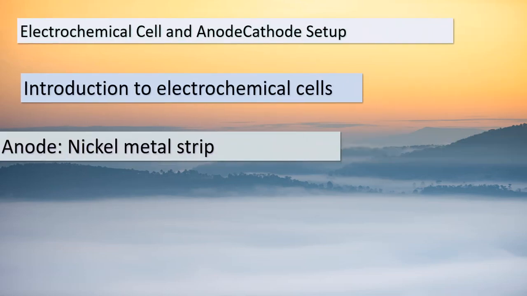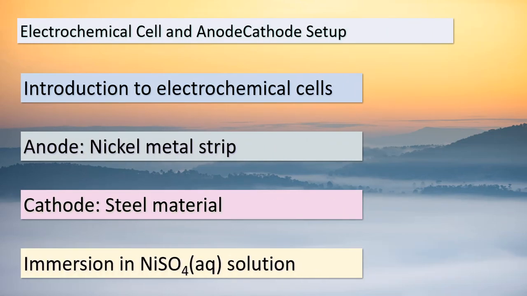Hello, young minds. Today's lesson takes us into the world of electrochemical cells, where fascinating reactions unfold. Our electrochemical journey begins with an understanding of the cell components. We have an anode, which is a strip of nickel metal, and a cathode, composed of steel.